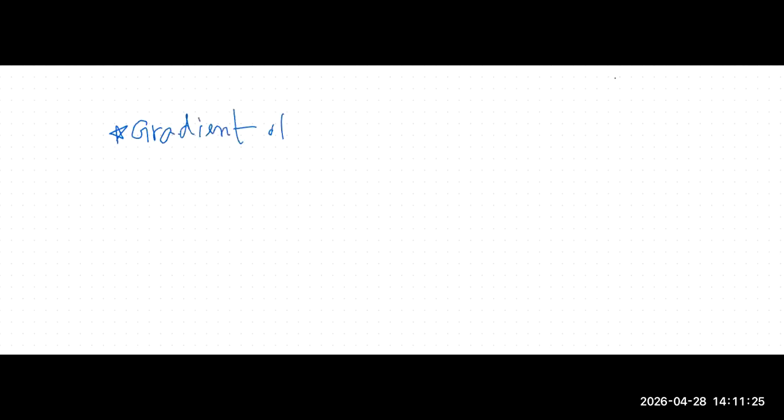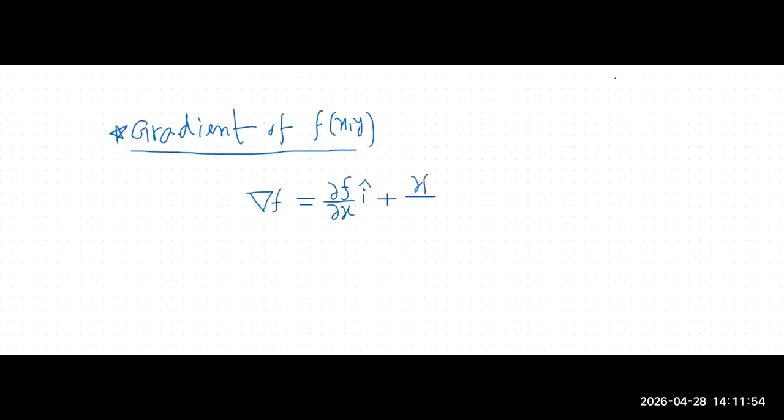Gradient of any function f of x comma y. This is defined this way: del of f, which is called the gradient of f, is the rate of change of f with respect to the first independent variable x times i, plus the rate of change of f with respect to the second independent variable y times the j vector, which is basically del divided by del x i plus del divided by del y j cap times f of x comma y.